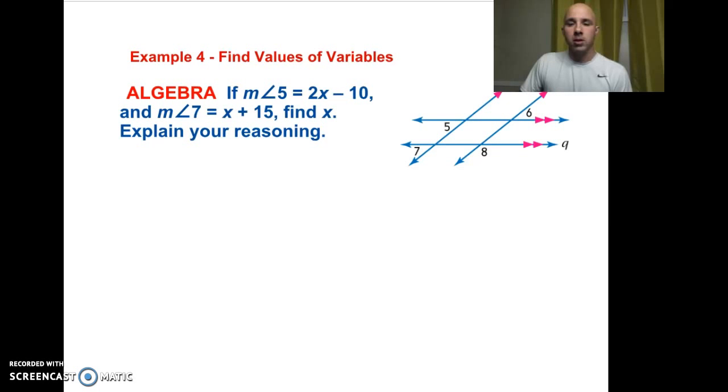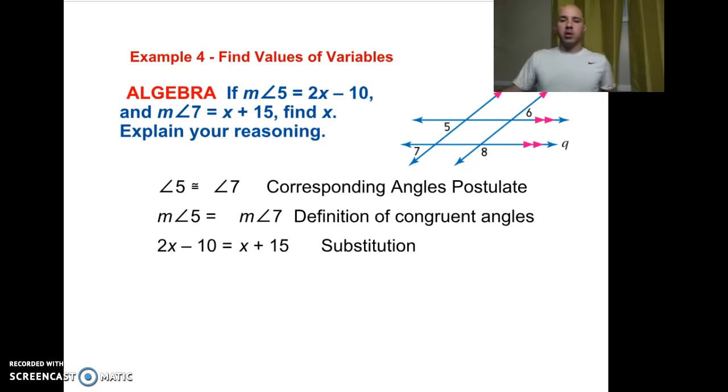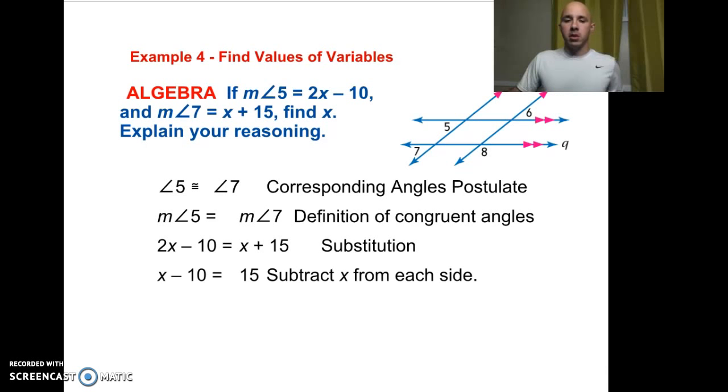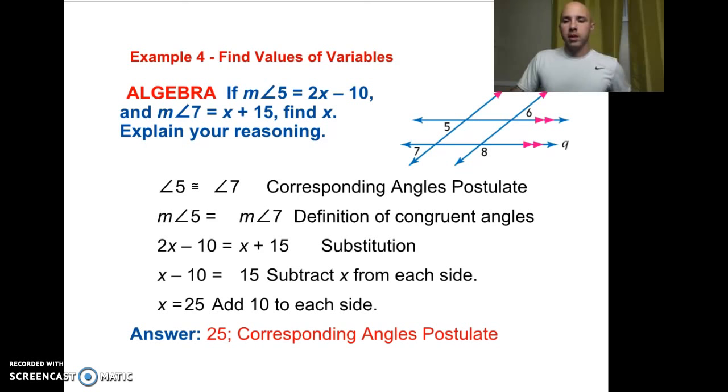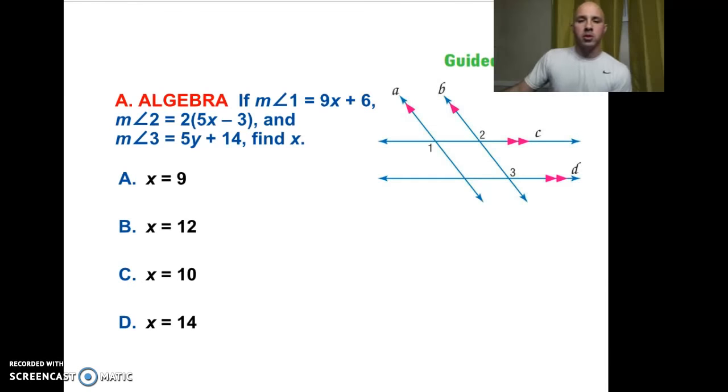But in this case, locate and identify the relationship between angle 5 and 7. In this case, lines are parallel. It's cut by the transversal, so angle 5 and 7 should be equal because of corresponding angles. Substitute angle 5 and angle 7: 2x minus 10 equals x plus 15. Solve for x. You get the reasoning because it's corresponding. And then you have an opportunity to solve for x, locating the relationships here.